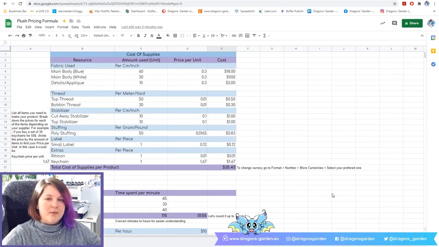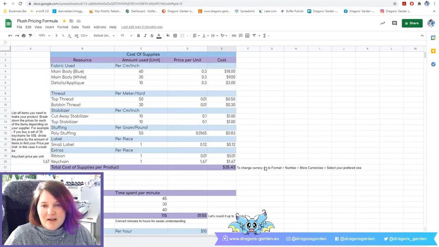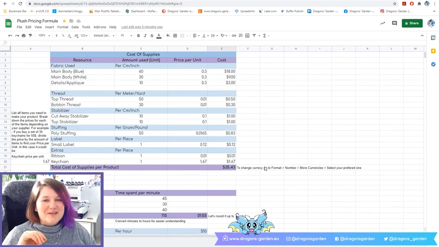These are just some examples of the prices that I just went from top of my head. And I did them in dollars and in inches or centimeters. I don't know if the conversion is correct, but this is just an example to hopefully make you understand a bit better.